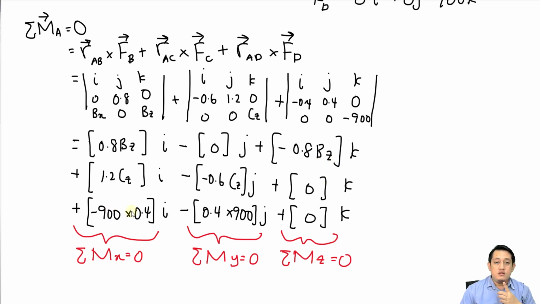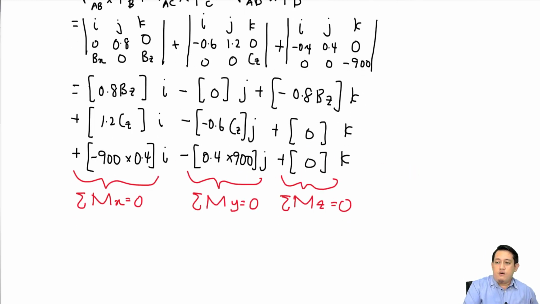So which one do we start with first? If we look clearly here, if we start from x, we will have two unknowns, so we cannot solve it. If we look at y, we have one unknown, so we can solve. If we look at z, we also have one unknown, so we can solve. So let's start from z first, then y, and then x.